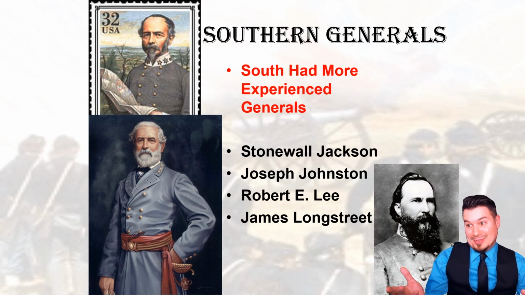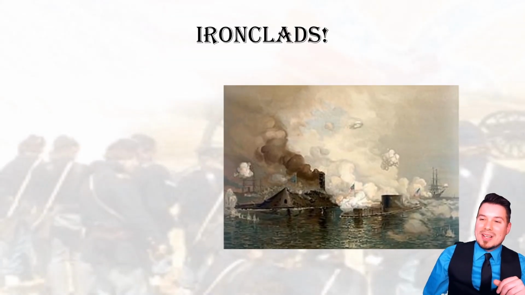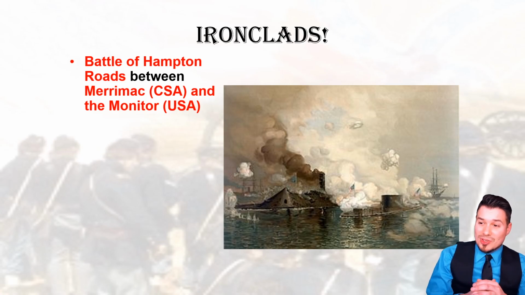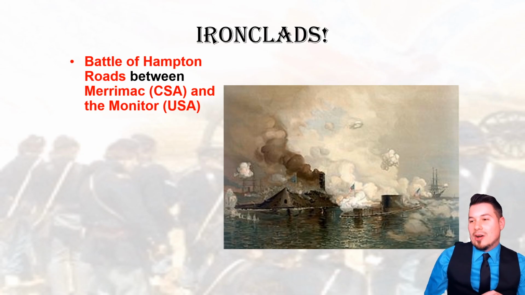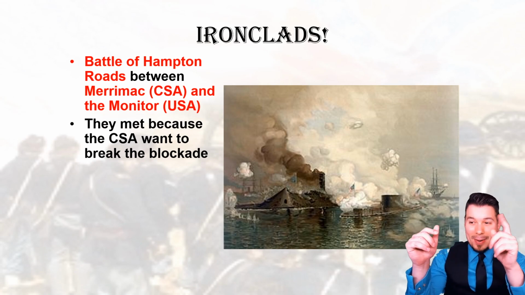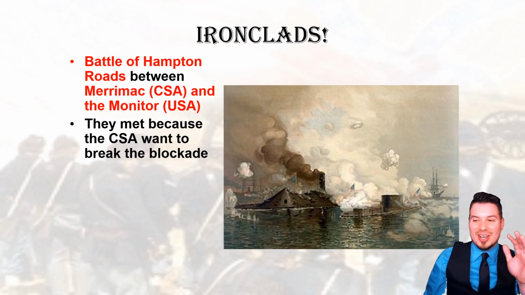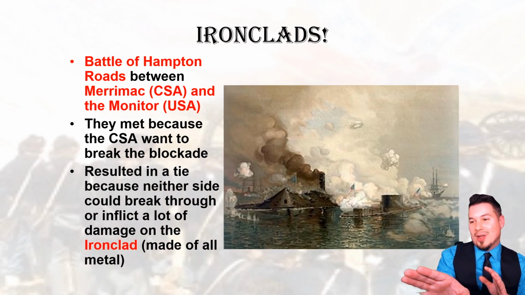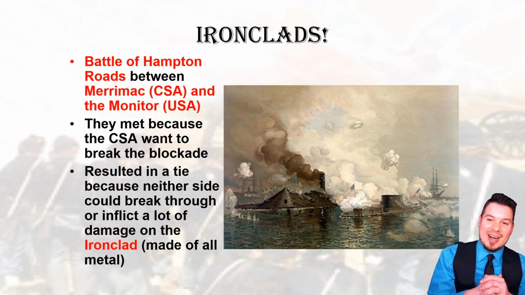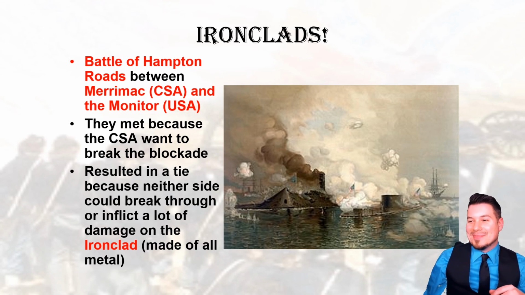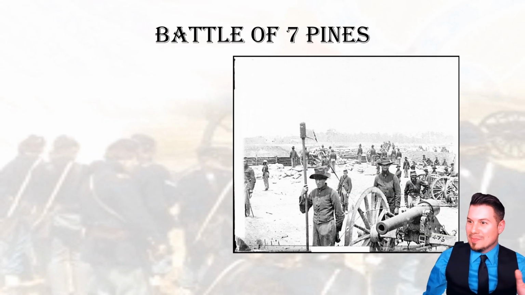So we also have the Ironclads, the Battle of Hampton Roads, they call it, which ironically does not happen anywhere near roads. It happens out in the ocean, between the Merrimack and the Monitor. Two of these big iron ships, where cannonballs just go bing, bing, bing, and don't even sink them. Essentially what the Confederacy wanted to do was break through the naval blockade that I talked about. And this essentially results in a tie, because neither side could break through or inflict a lot of damage. So at the end of the day, it's kind of a weird battle.